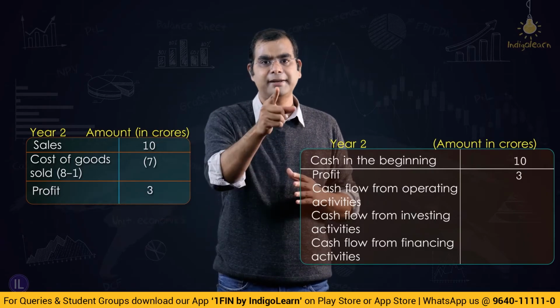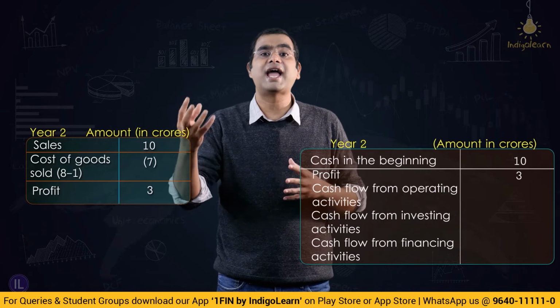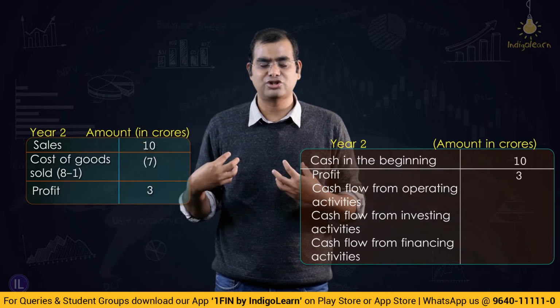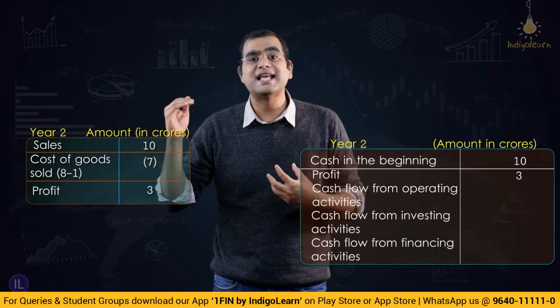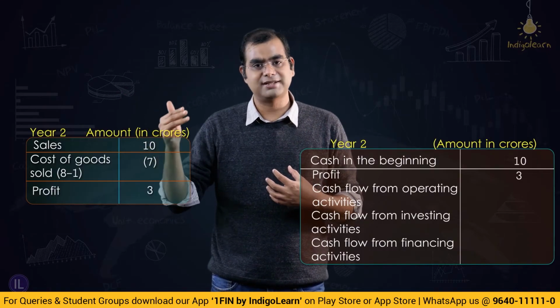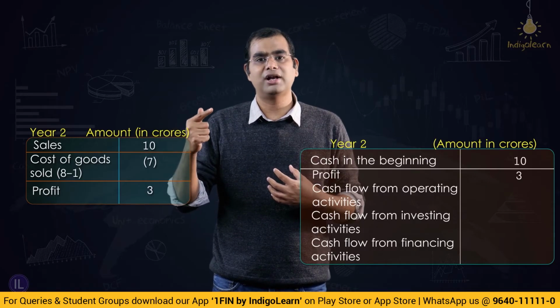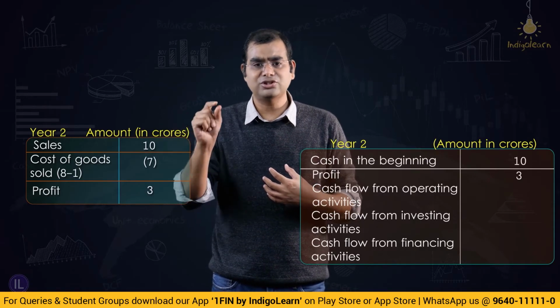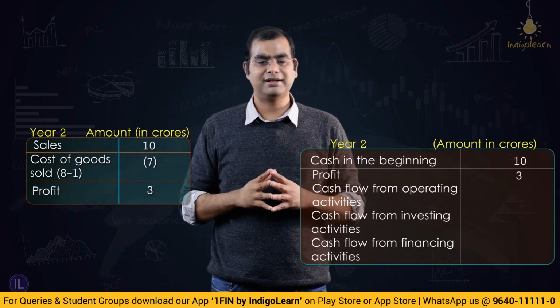Whereas when you directly take PAT here, what have you done? You have treated the entire profit as cash profit. Did you get the entire money as cash? No. 1 crore is still lying with you. 10 is your sale value, 7 is your cost of goods sold. So 3 is the profit, and you also have 1 crore lying with you as stock. Right? So there is some money that is stuck in stock. This is where the concept of working capital comes in, right?